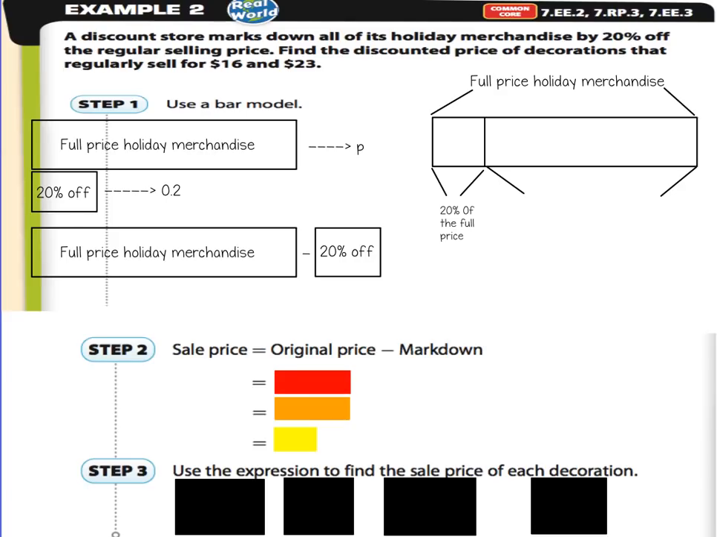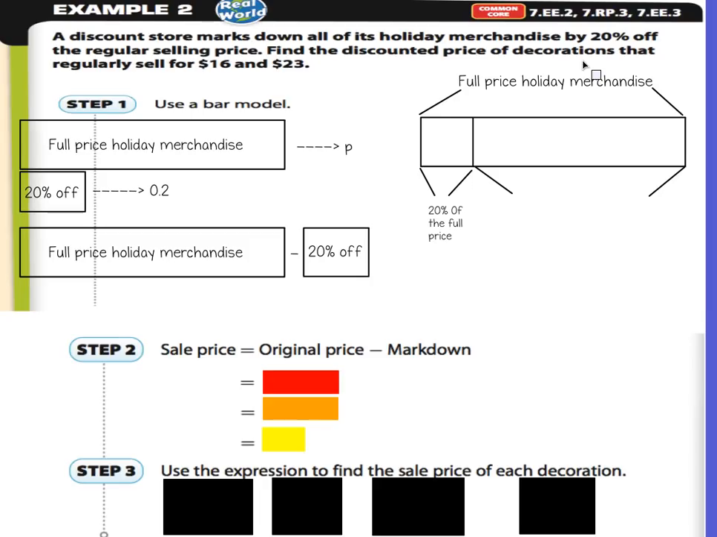So in this case, where's my box? You have 20% and you have 20% off. So off is going to be circled because it's telling us that we're going to subtract. Okay, so it's important that it's a markdown because that's also telling you that it's going to go down. All right, and then it's going to be important later that it is $16 and $23 that we're working with.